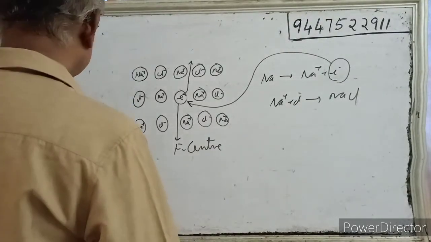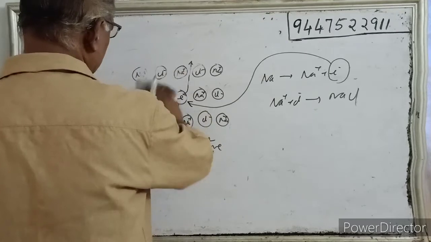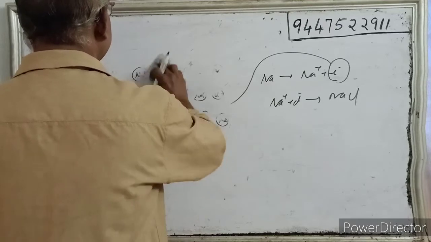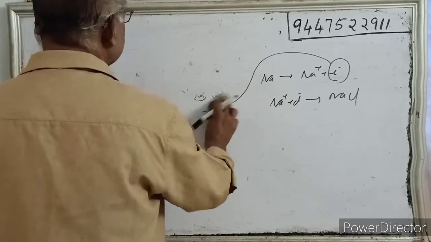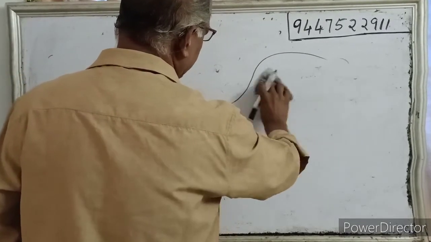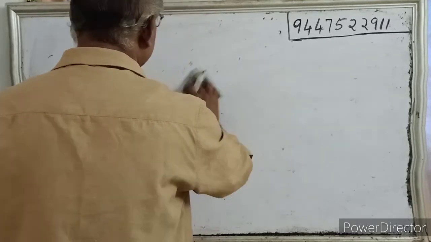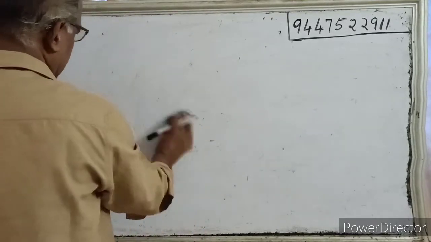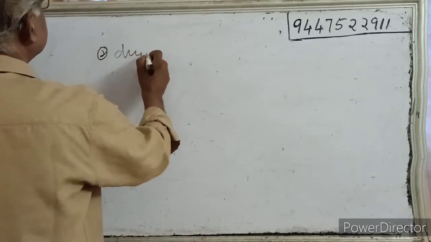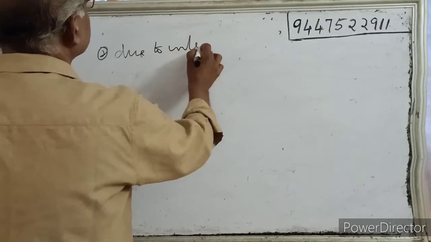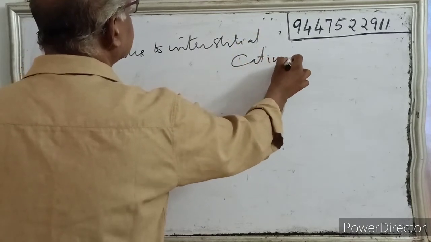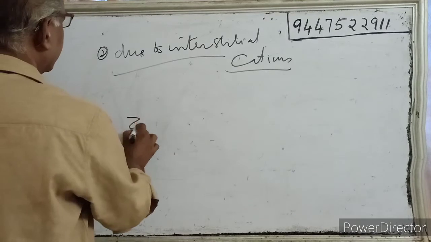Then next is the metal excess defect due to the presence of interstitial cations. Due to the presence of interstitial cations also, the metal excess defect will occur. For example, you are heating zinc oxide.